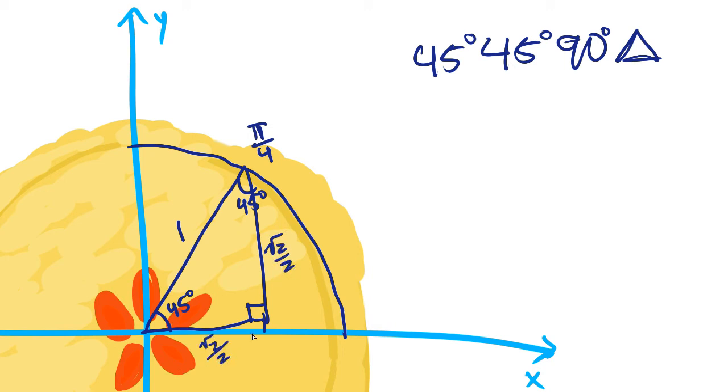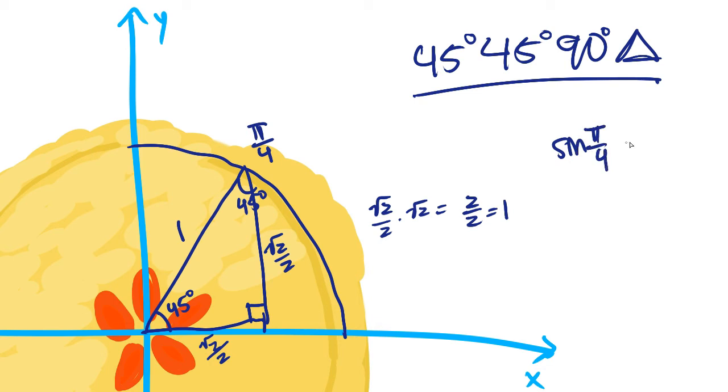Does this make sense? Because if you multiply square root 2 over 2 times square root 2, you get 2 over 2, which is 1. And that's the rule of the 45, 45, 90 triangle. And so sine of pi over 4 is just square root 2 over 2. And same with cosine, because it's the same exact thing.